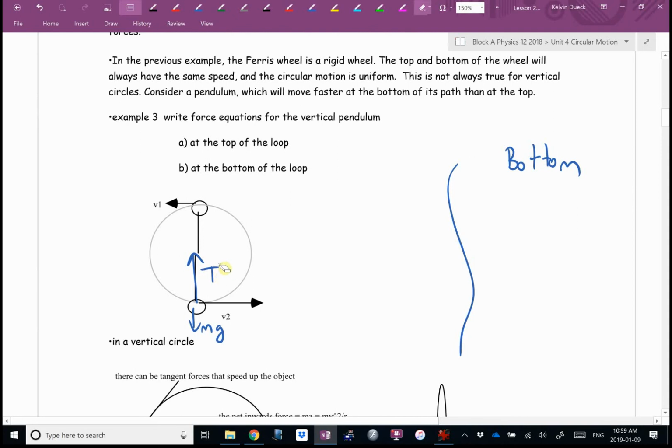Who's winning? Who's losing? At the bottom, your equation looks like this. Tension minus mg equals m ac. And ac can either be v squared over r. Now, because you're going faster at the bottom, you would use m v2 squared over r. You would use the bottom speed there.